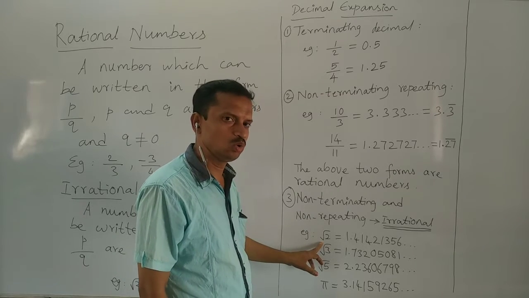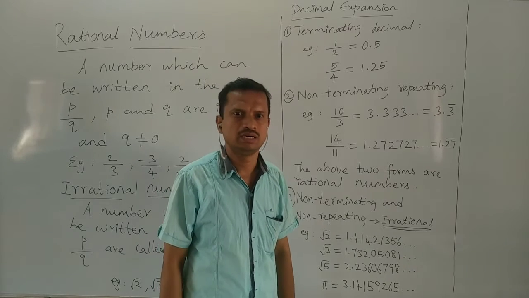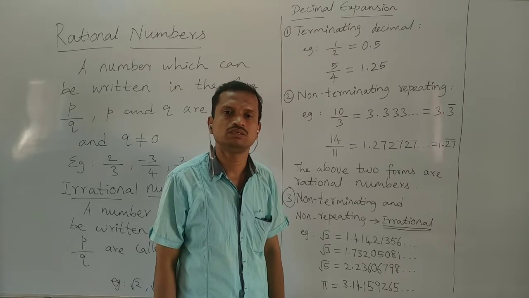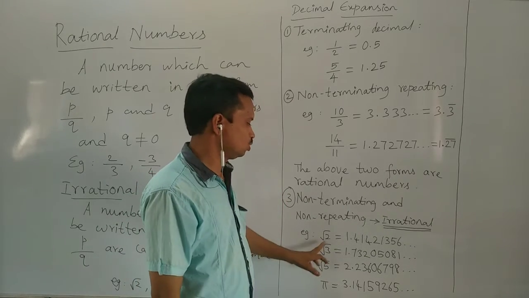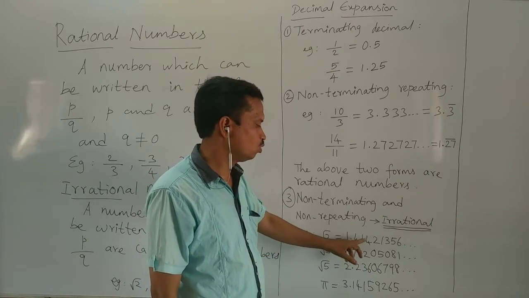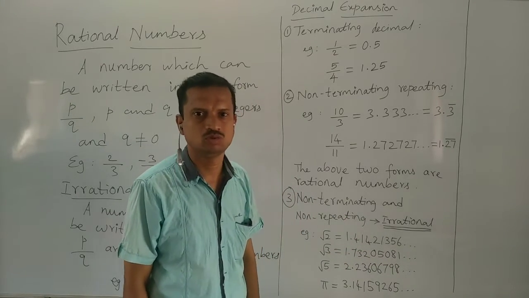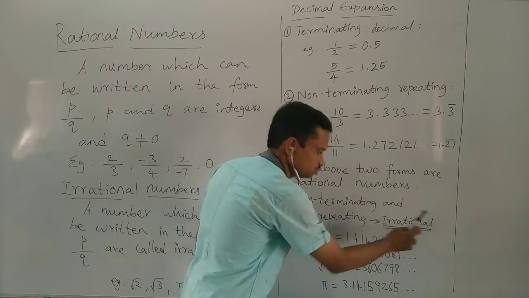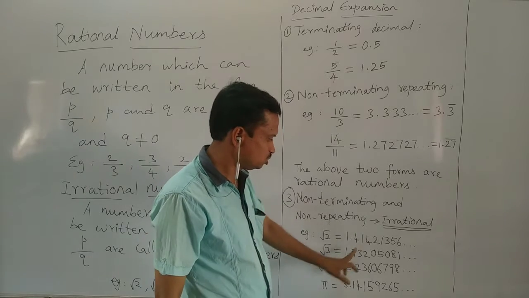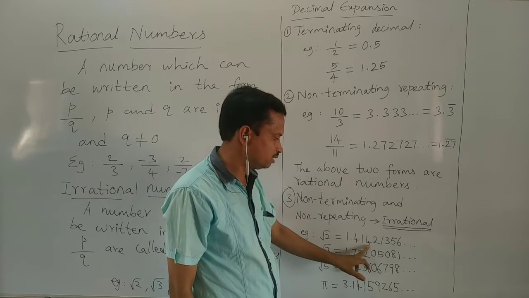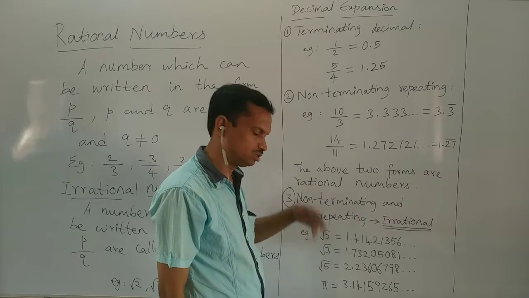For example, you take root 2. If you find the value of root 2, you studied in 8th standard itself in the chapter squares and square roots. Do you remember? I hope so. Okay. So root 2 is equal to 1.41421356, etc. That means what? It goes on and never ends. So it is not repeating also. Different digits are coming here. So root 2 is irrational.